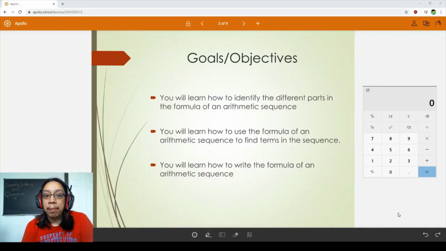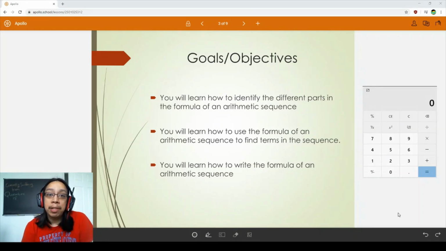Today what we're going to learn about is we're going to learn to identify the different parts in the formula of an arithmetic sequence. We'll learn how to use the formula of the sequence to find the terms. And finally, we're going to learn how to write the formula of an arithmetic sequence.